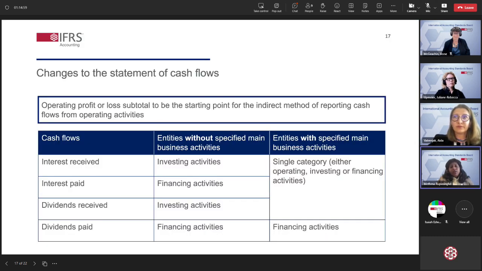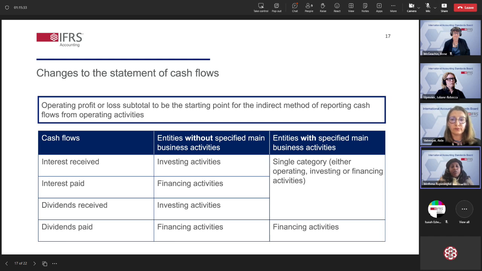So when it issued IFRS 18, the IASB also amended IAS 7 to require companies to use the operating profit or loss subtotal as the starting point for the indirect method of reporting cash flows from operating activities, and to introduce new requirements for the classification of interest and dividend cash flows in the statement of cash flows. The amendments were made in response to requests from investors to improve the comparability of a company's statement of cash flows by reducing ways in which the statement may be presented.